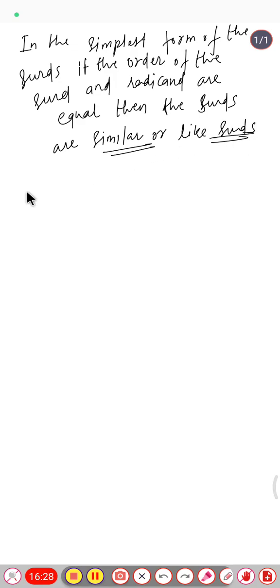For example, here it's a 5 and here it's a 2, again here it's a 5 and here it's a 5. You can see the order here, both are square roots, and inside, the radicand is also similar. Then we can say that these two surds are called similar or like surds. Understand?